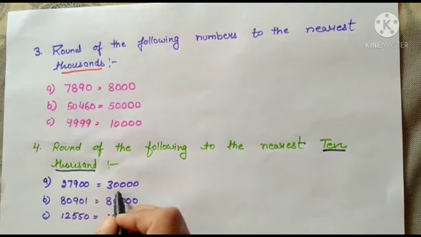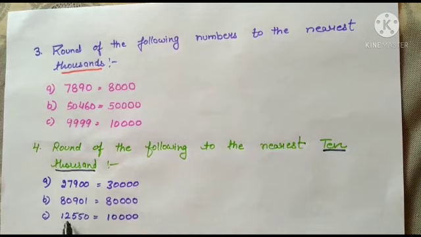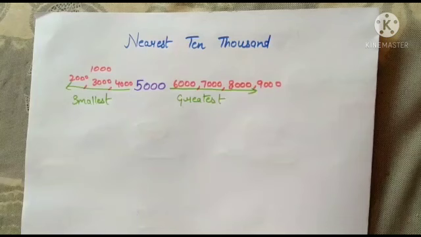27,900, the answer came to 30,000. 80,901, the answer came 80,000. 12,550, the answer came to 10,000. How did it come? Let me see the rule.